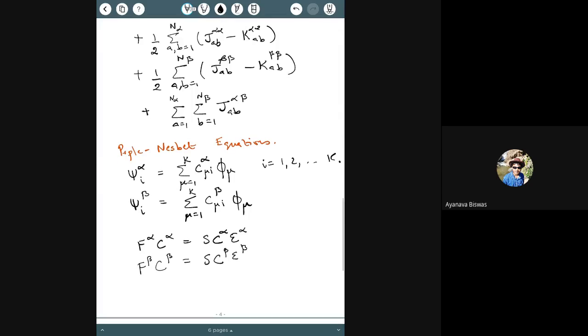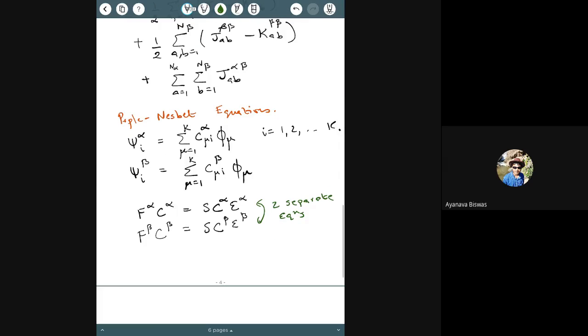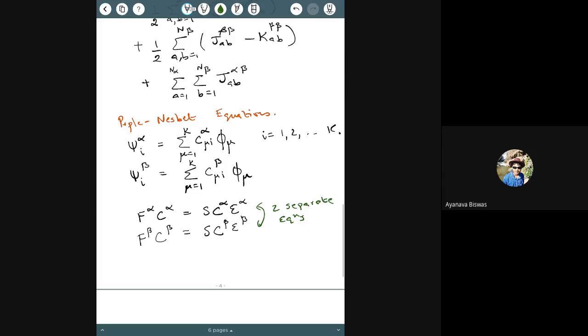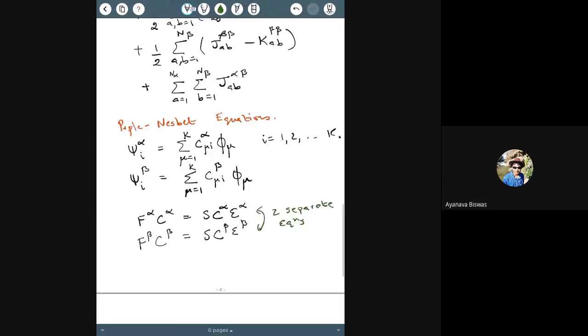Now, what is the important thing to note here? These are two separate equations. Are they independent of each other? They are not, because the Fock operator for the alpha electron contains the orbitals of the beta electrons. So although they appear as two separate equations, they are coupled. You must solve them together.